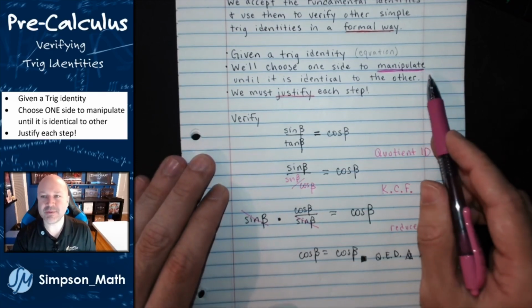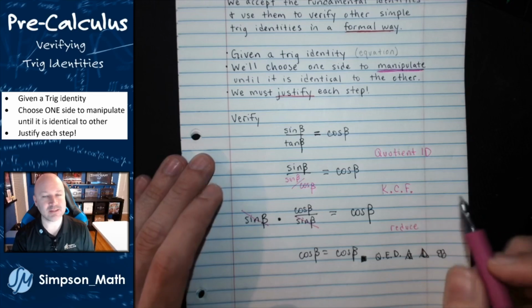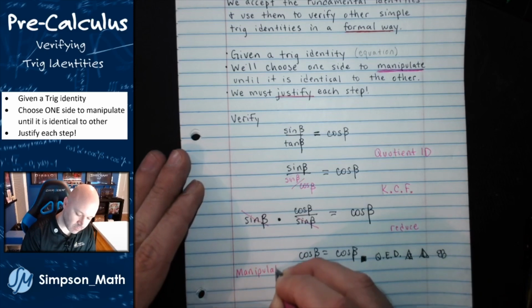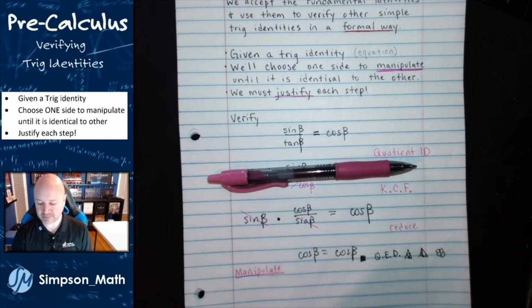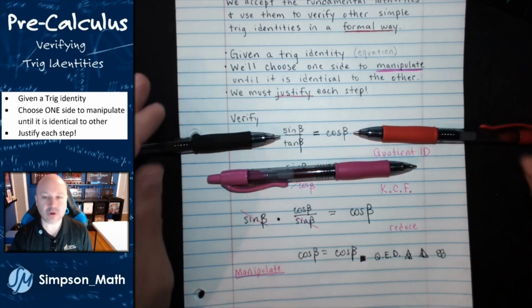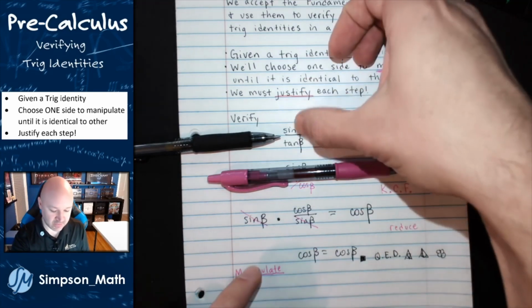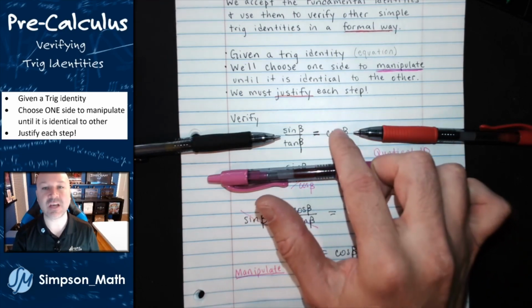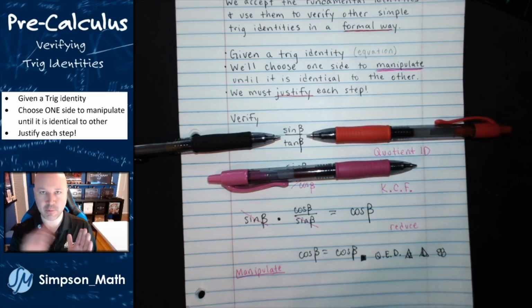Now, the manipulation, let me talk about that. There's only certain things we can do to manipulate one side of the equation. If we had gone back to the original thing we were given, if that were an equation, then it is legal to multiply both sides of the equation by tangent beta. Maybe you would like to do that to get rid of this denominator. And that's not allowed here because I'm not allowed to touch the other side of the equation. So I'm not allowed to multiply both sides of the equation.